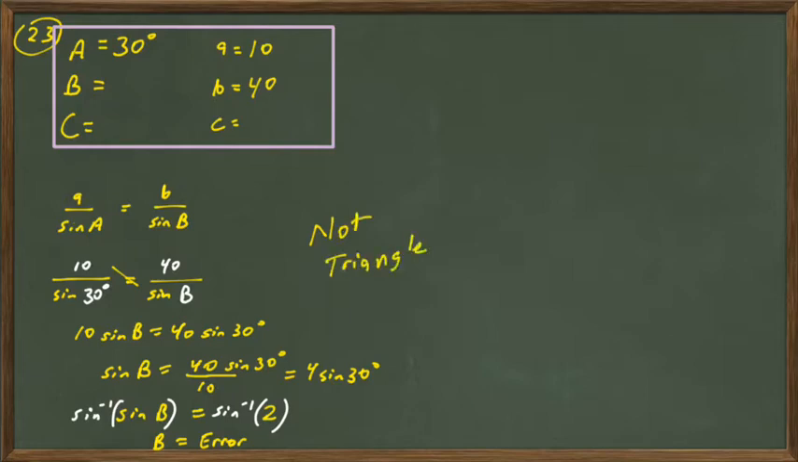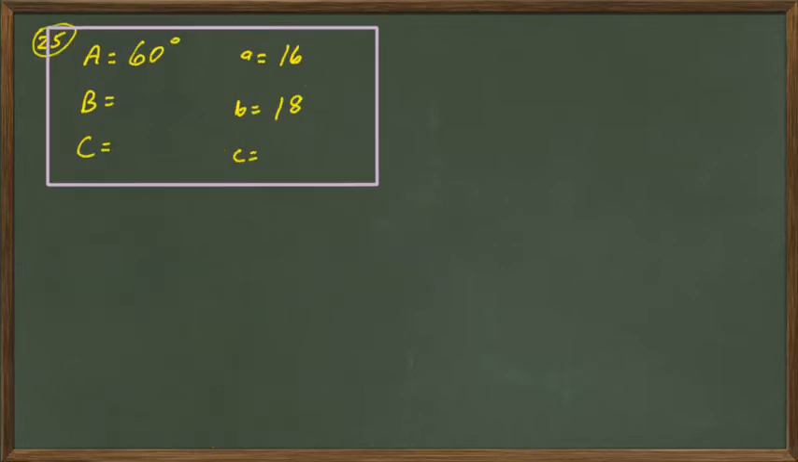Bear with me as I check in the textbook. So correct, it was not a triangle is the answer to number 23. Okay, after 23 we're going to try 25.